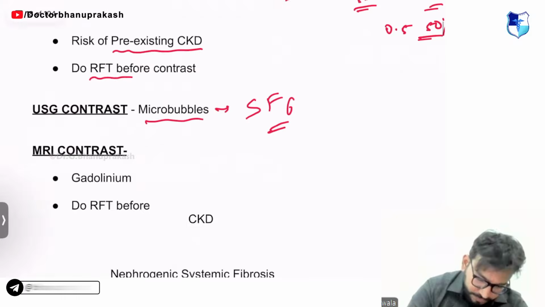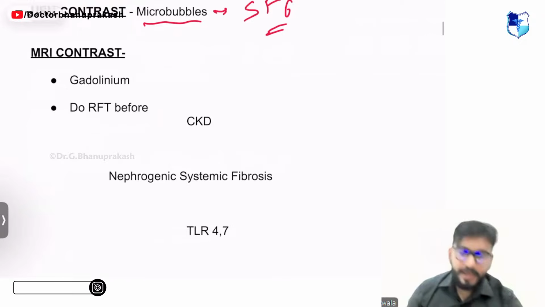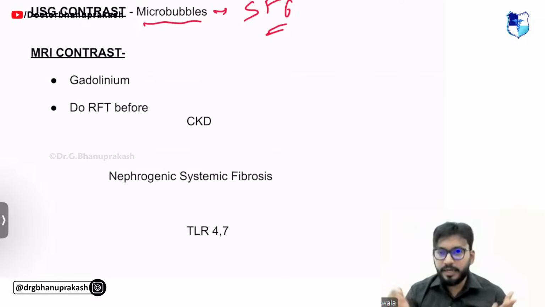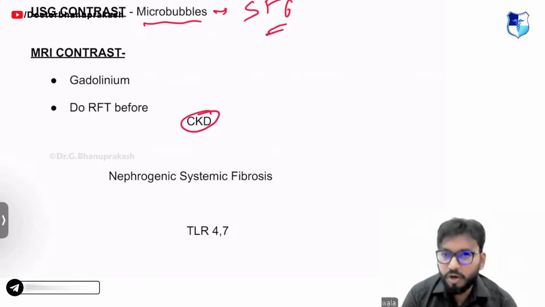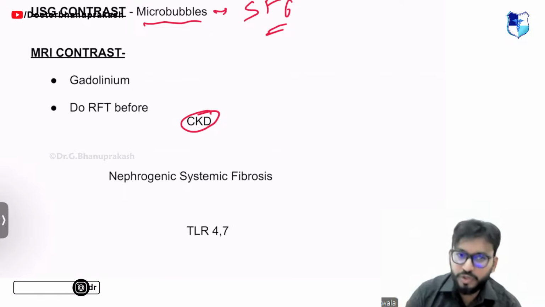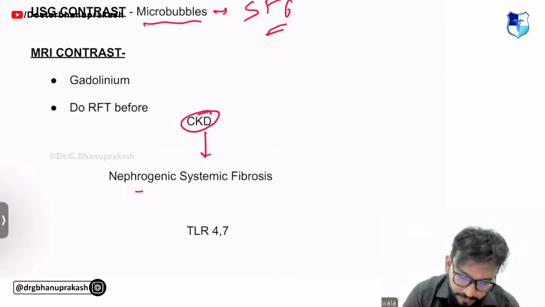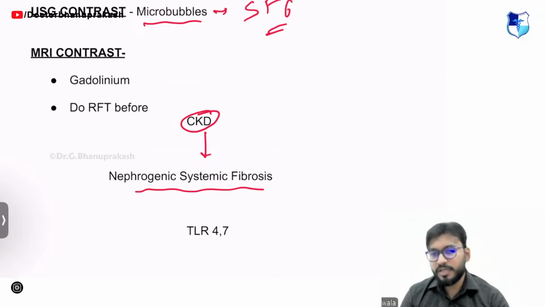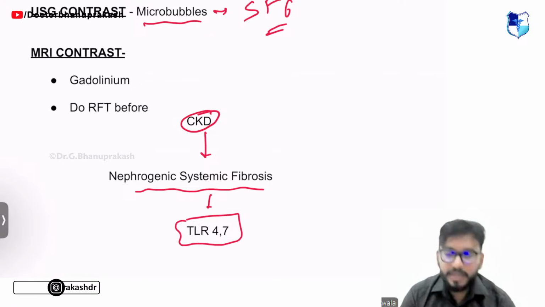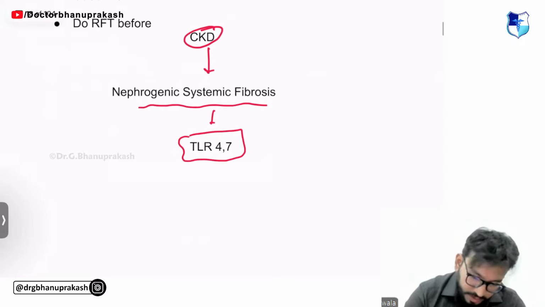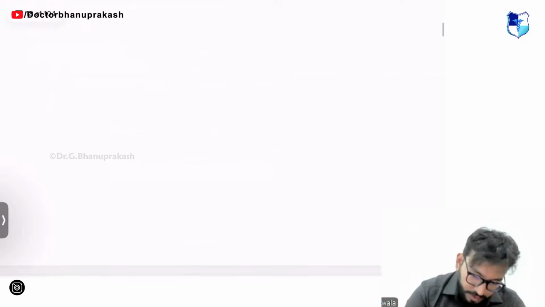SF6. Okay, moving on. Again, MRI contrast, what is the adverse reaction that can occur? In CKD patients, all of these contrasts are excreted through your kidneys. They can damage your kidneys. It can lead to something known as nephrogenic systemic fibrosis, guys. And a brownie point, a higher level point: which receptors are involved? It is toll-like receptors 4 and 7. Okay, let's move on.